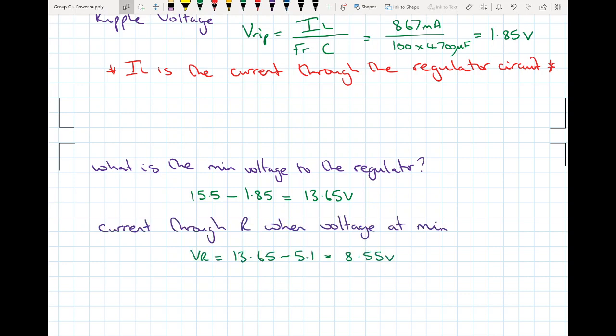So we're going to have 8.55 volts across our resistor, so our current in our resistor is going to be 8.55, the voltage across it, divided by a 12 ohm resistor, which gives us 712.5 milliamps.